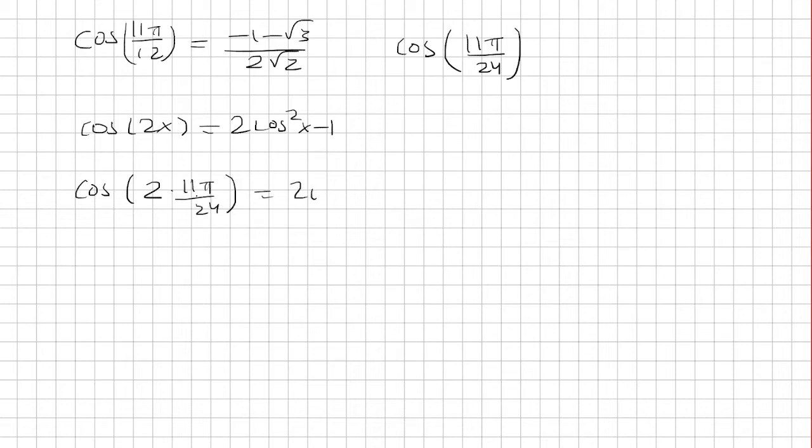So cosine of 2 times 11 pi over 24 is equal to 2 cosine squared of 11 pi over 24 minus 1. My goal is to solve for cosine 11 pi over 24. But first, 2 times 11 pi over 24 is 11 pi over 12, so we have cosine 11 pi over 12.